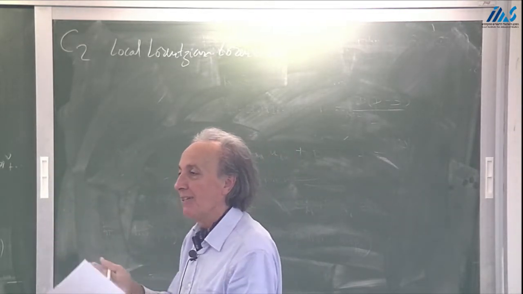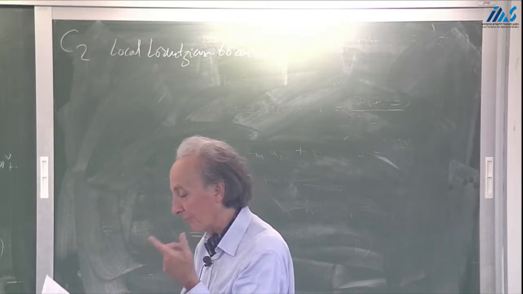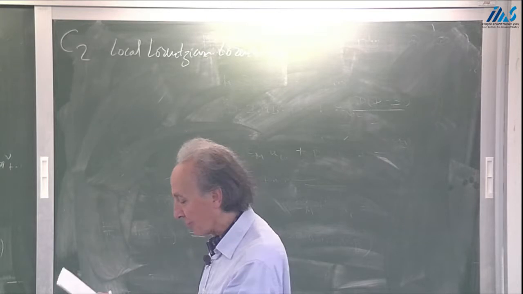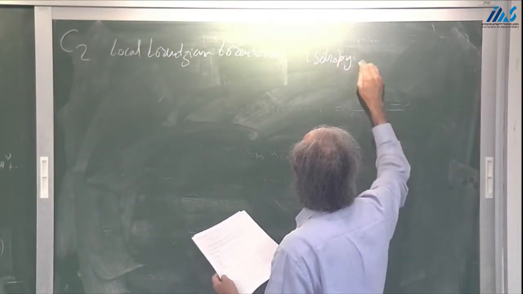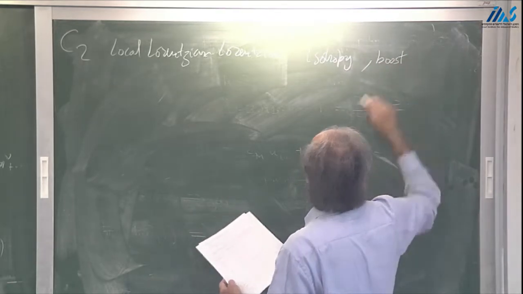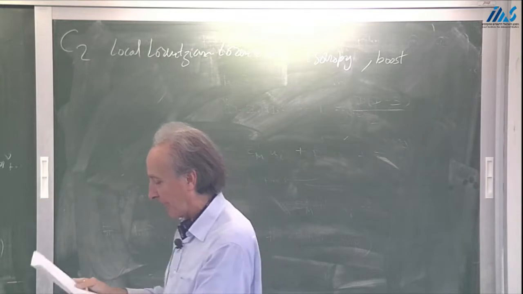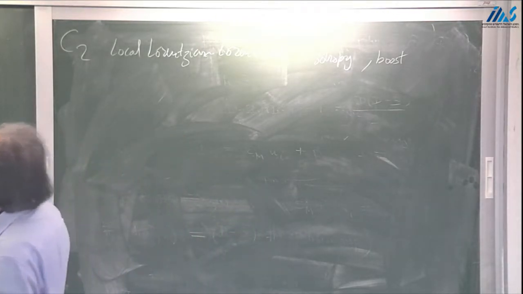Locally, I should not see any special directions, and I should not see any special boost frame. There should be isotropy of space, so no special direction, and also boost invariance, no special Lorentz frame being special. And it's useful to think what could have gone wrong.